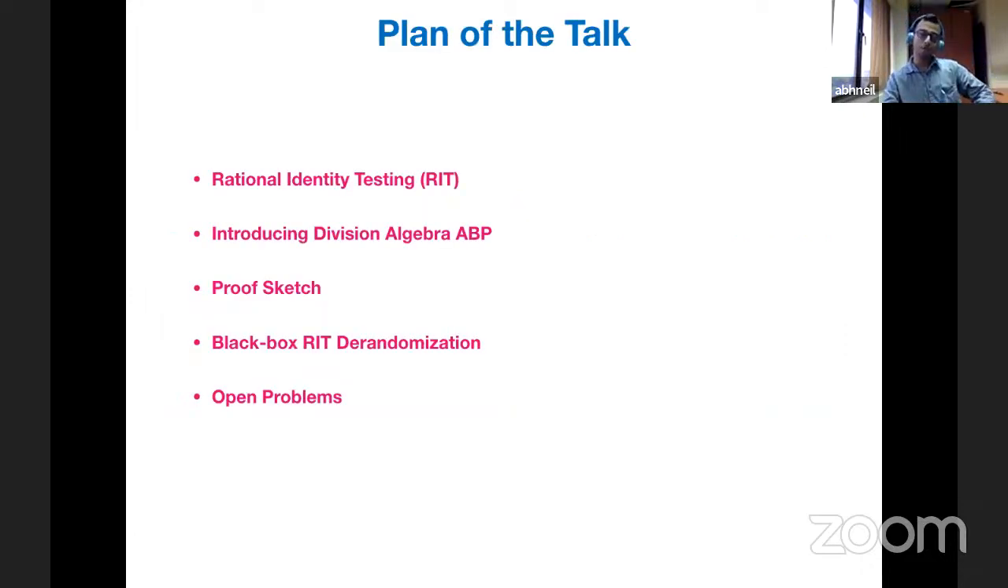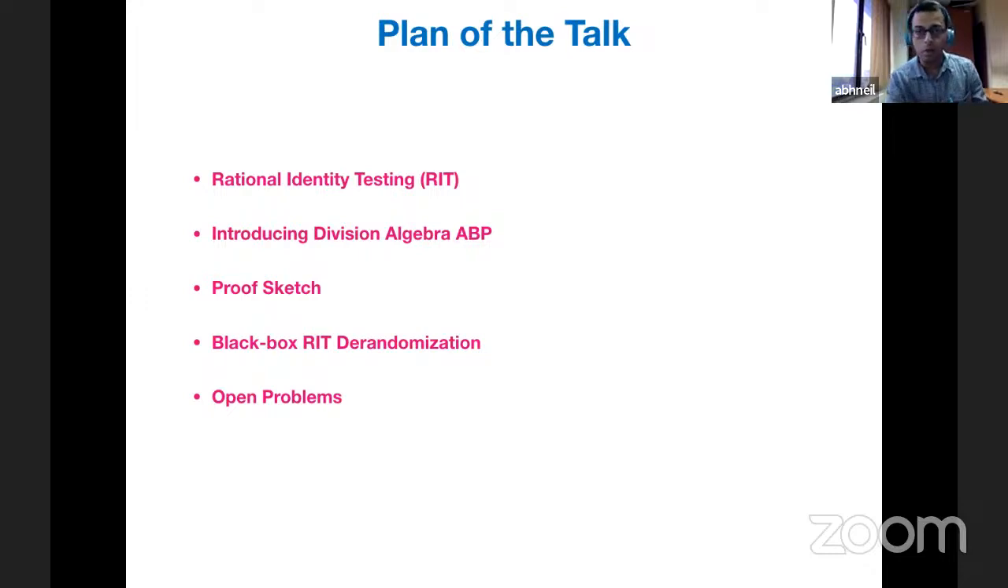Okay, so this is the plan of the talk. I will introduce what this problem, rational identity testing, is, and then I will introduce a new model that we have used for this proof, the division algebra ABP, and briefly I will give you a proof sketch. Probably I will be able to convince all of you that our proof is correct, and how it derandomizes the black-box RIT, and I will then finish with some open problems. In between the talk, feel free to stop me if you have any questions.